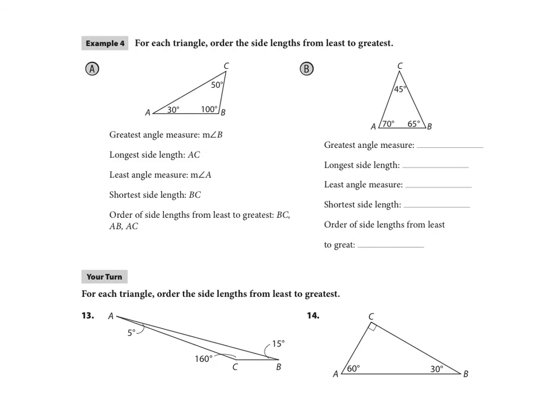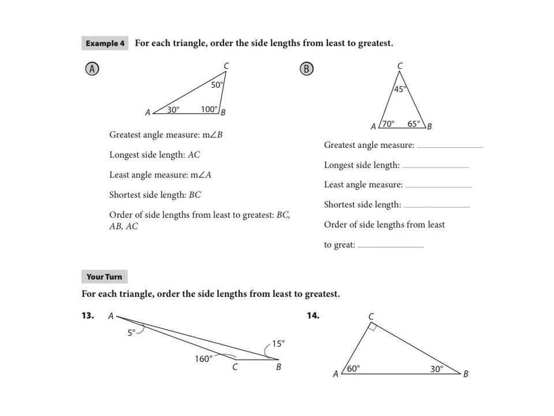The greatest angle measure is the measure of angle B, and so the longest side length is AC here in part A. The least angle measure is A, measure of angle A, and the side opposite that is BC. So if I'm putting the side lengths from least to greatest, I'm starting with the smallest, BC, and then the middle side length is the middle angle, opposite that is AB. And then the longest side length is opposite the largest angle, so that's AC.